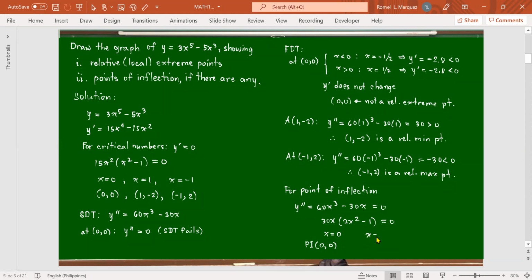So the other value we have is 1 over square root of 2, plus or minus, which is square root of 2 over 2. Approximate na lang natin ang y value. Another point of inflection, because it's not what? It's not a relative min nor a relative max. It's a point of inflection corresponding to this.